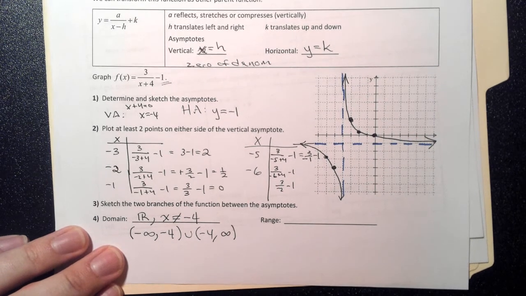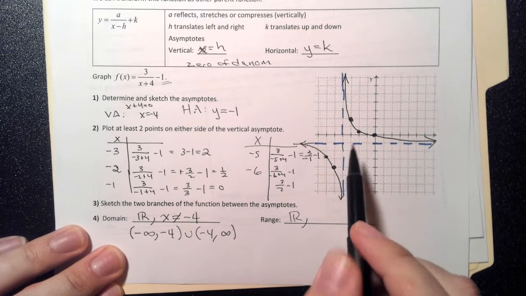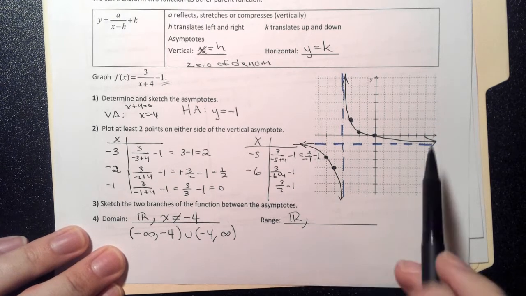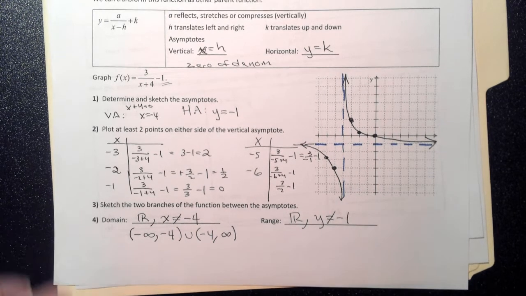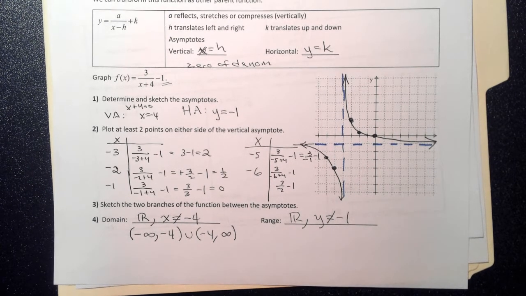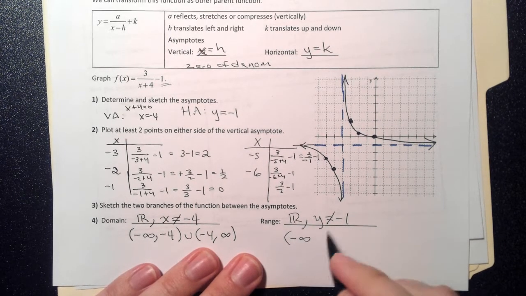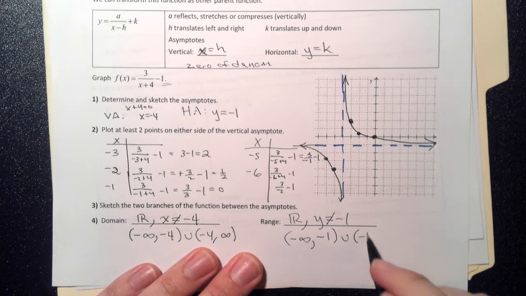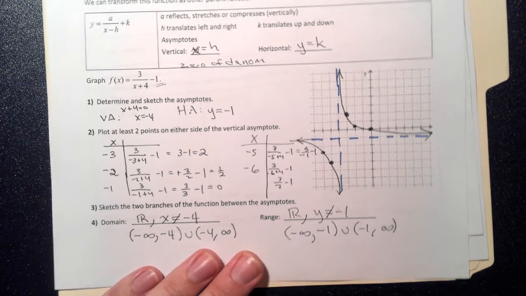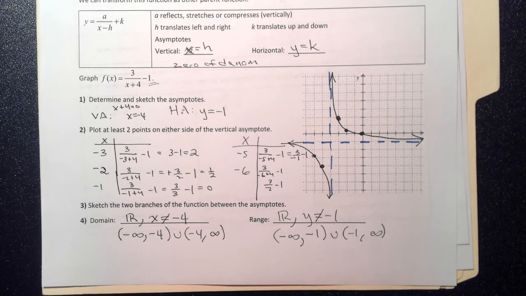My range will be very similar. I see I have an asymptote. I know I had an asymptote of y equals -1. Y does not reach that value. So my range is all the real numbers except for -1. In interval notation, I can then write this as -infinity up to -1, but not quite including it, so I use parentheses. Then I go from -1 to infinity. So those are the domain and range of this function.